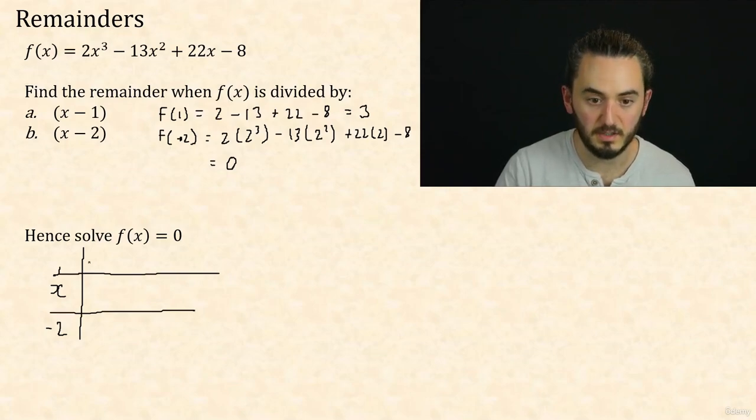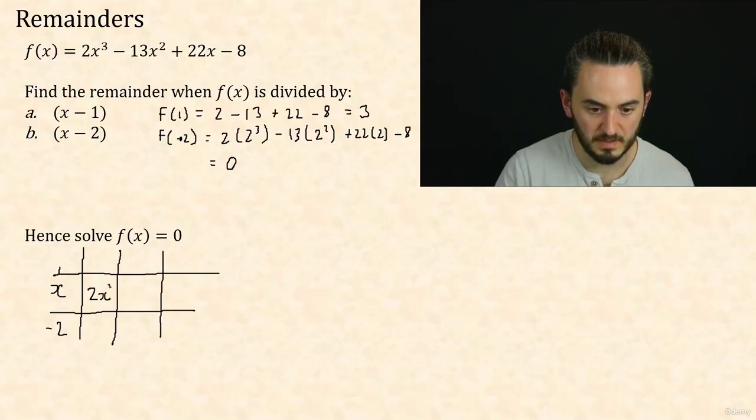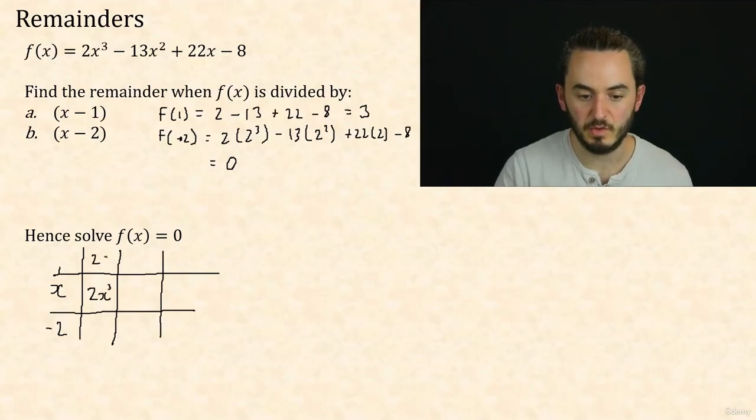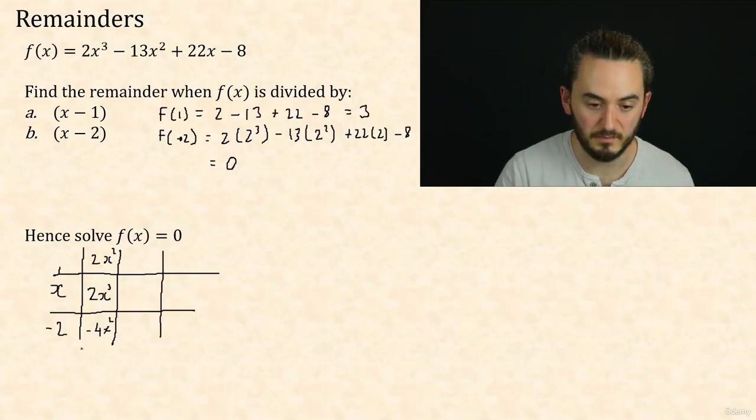So it's going to be a quadratic multiplied by my linear term to get the cubic. So my 2x cubed sits here, and so I must have had 2x squared there. So 2x squared times x is 2x cubed. 2x squared times minus 2 is minus 4x squared. Now I needed minus 13x squared. I've got minus 4x squared, so there must have been a minus 9x squared here.